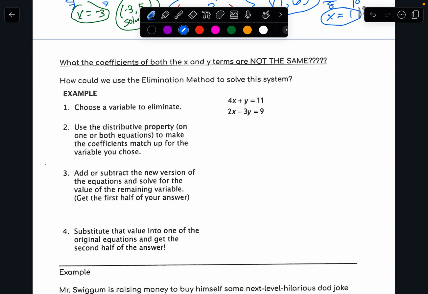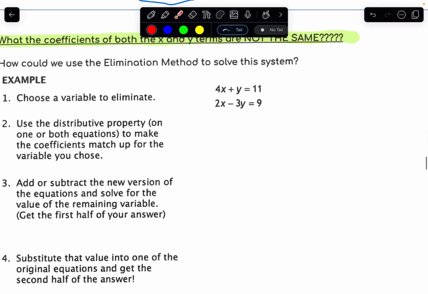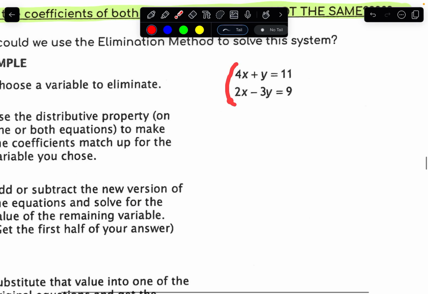All right, so what if the coefficients are not the same? When we have problems like this, both equations are in standard form. We see the x's and the y's are on the same side of the equation. So we still want to use the elimination method, but you'll notice the x coefficients are not the same and the y coefficients are not the same. So there can't be any elimination that happens either by adding or subtracting yet.